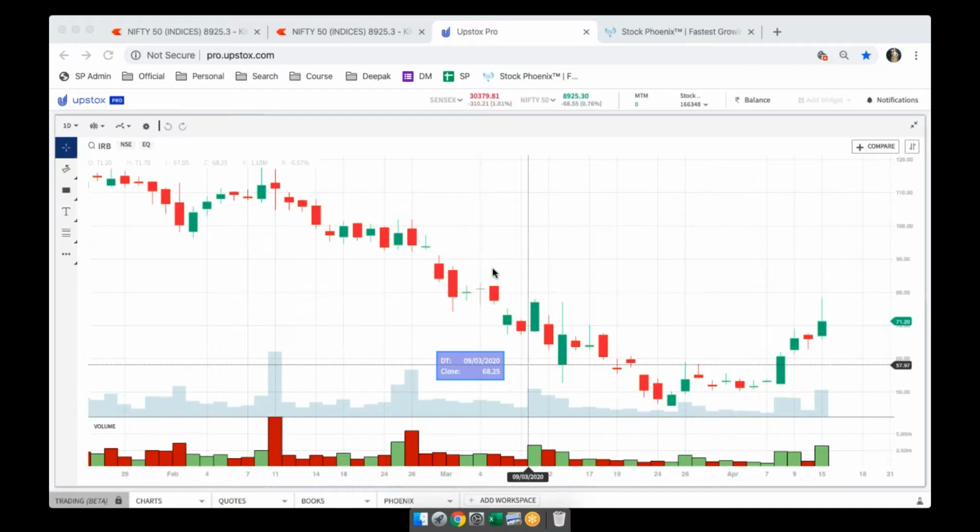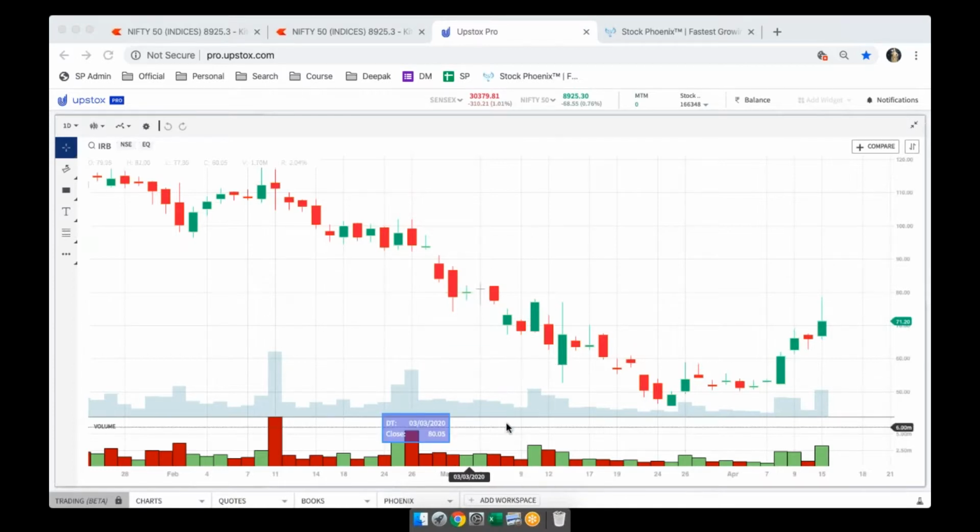No intraday. Don't ask anything about intraday. It's for delivery trading. If your stop loss is hit, exit the position. No more trading on that particular stock, meaning re-entry is not done. If stop loss is hit, trading is closed.